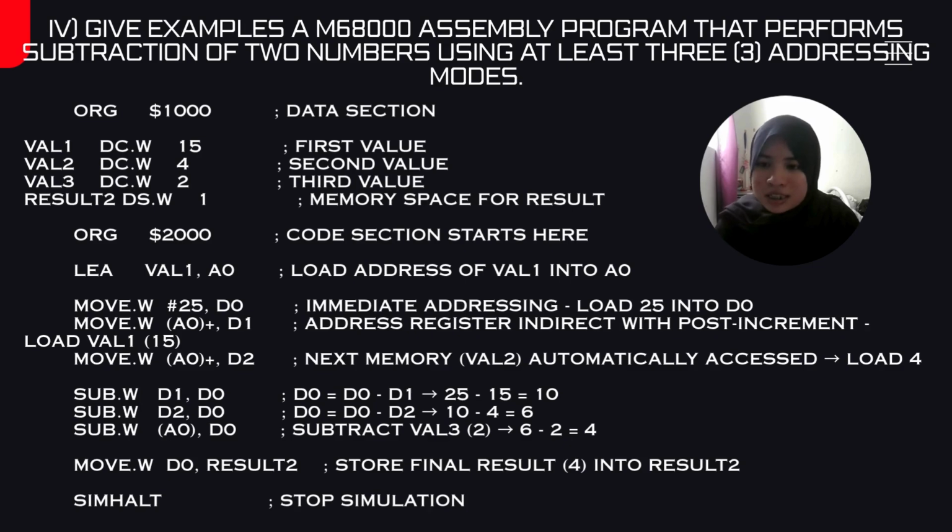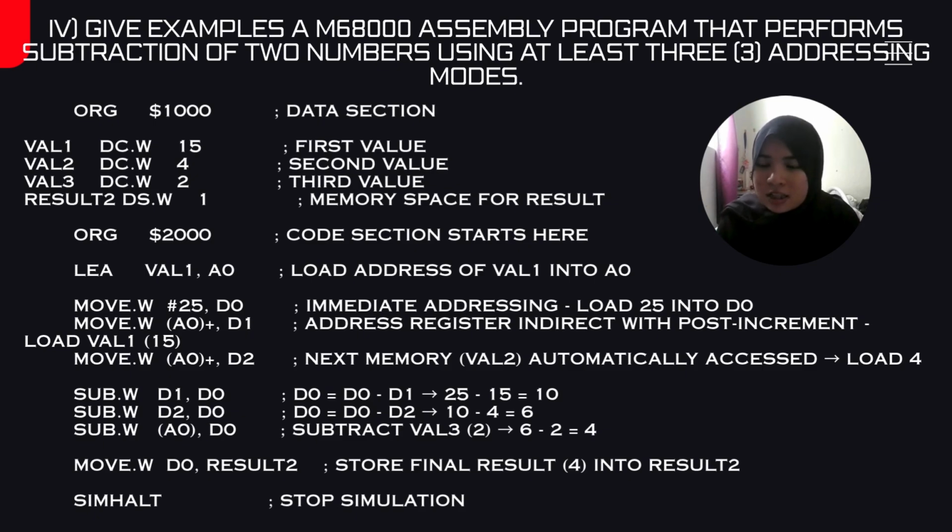Next is ORG $2000. ORG $2000 is the code section where the actual instructions are written. So the next instruction is LEA val1,A0. LEA means load effective address. The address of val1 is loaded into register A0. A0 now points to the location of val1 in memory.